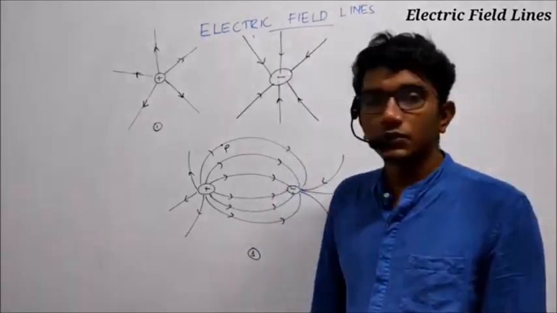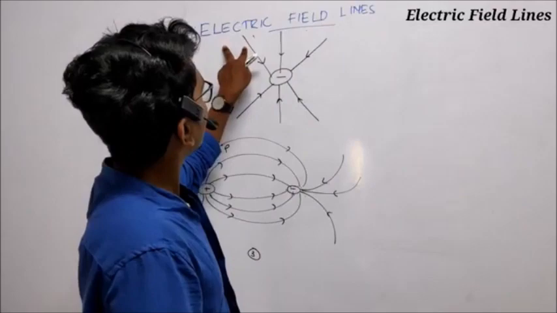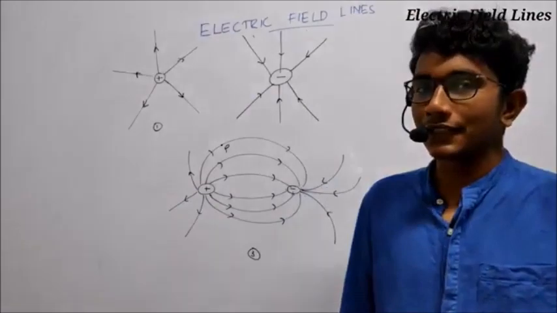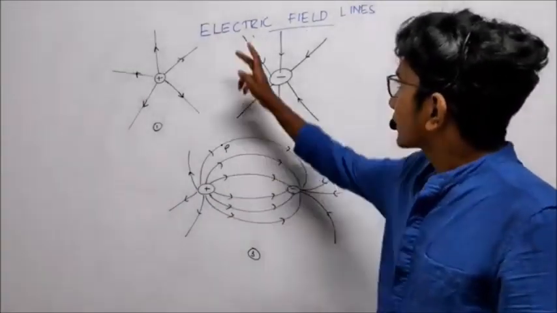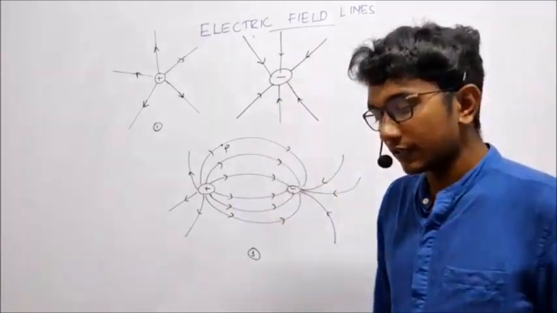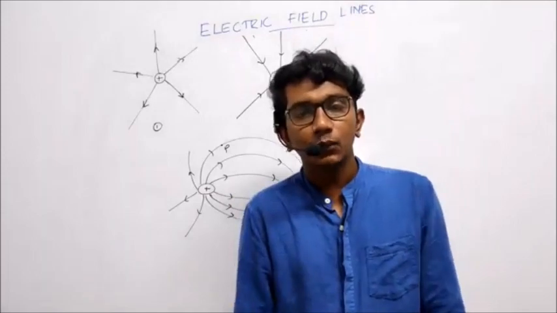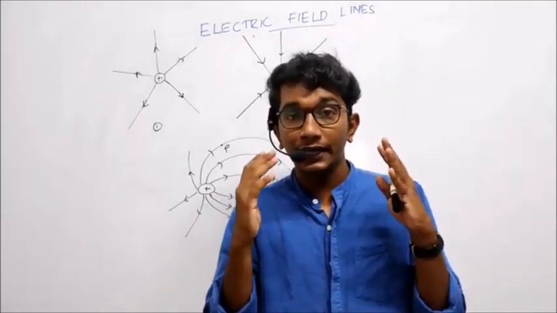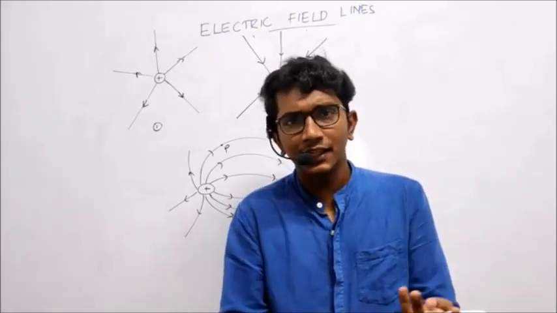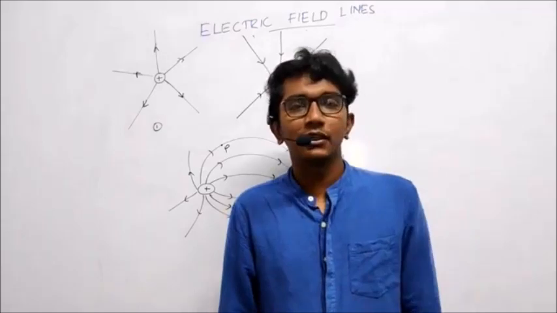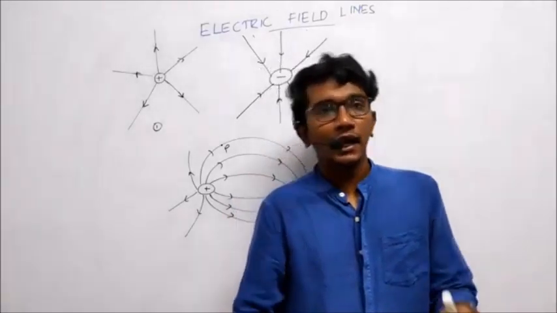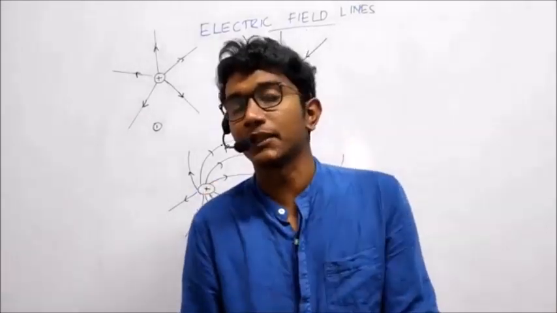Hi everyone. So now we are going to talk about electric field lines. From the word itself, it is very clear what electric field lines are. Electric field lines are the lines by which we represent the electric field. As we have already studied, the electric field is an abstract thing. Abstract means we cannot touch the electric field, we cannot see it. What we can do is identify the region where the electric field is present.